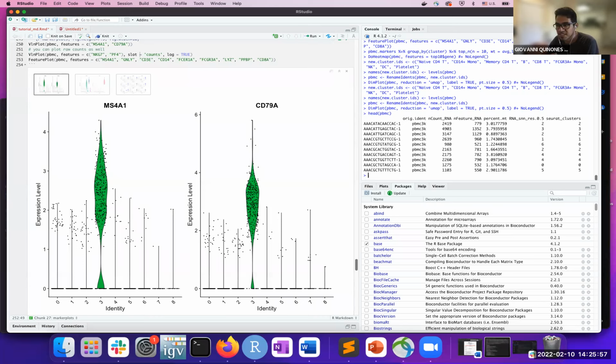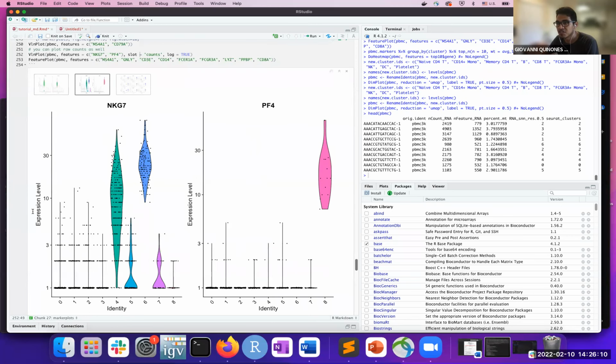The way you understand this is roughly the proportion that this gene is expressed in your whole library. Okay, hopefully that's clear. And in the second plot that we make, we change the units into raw counts.